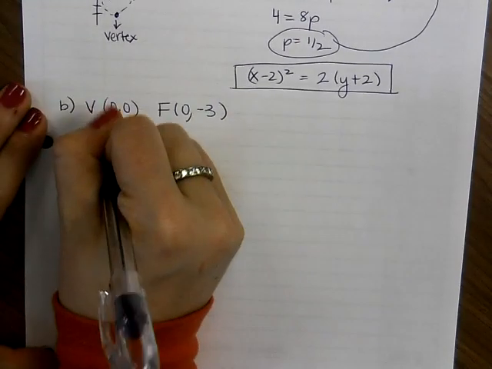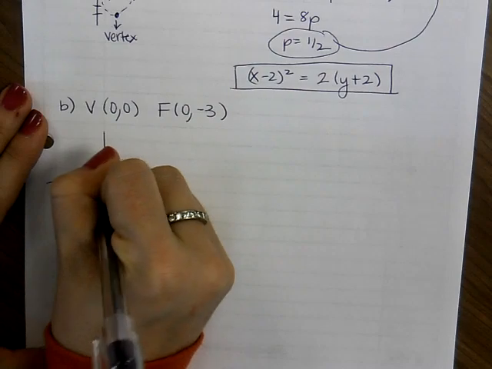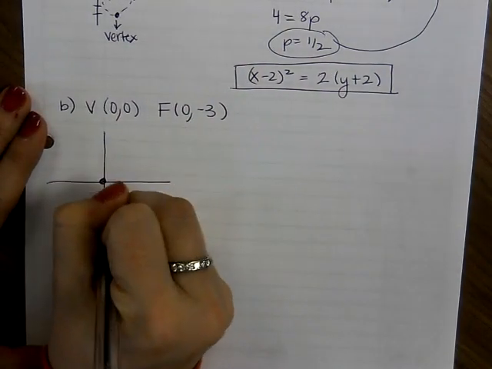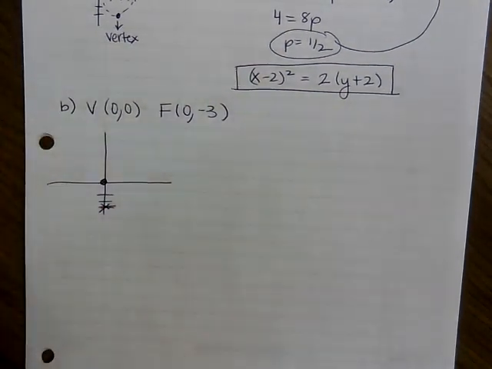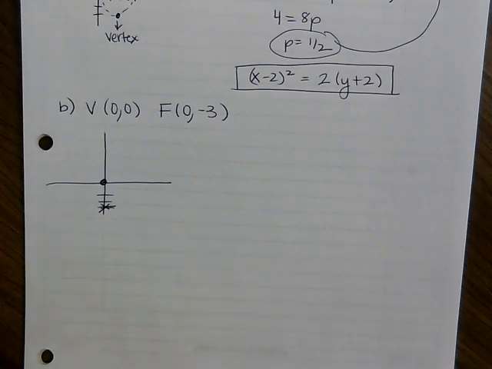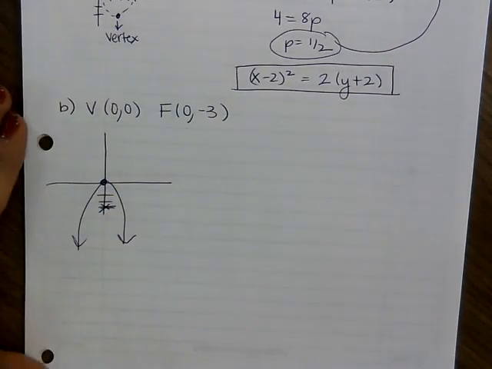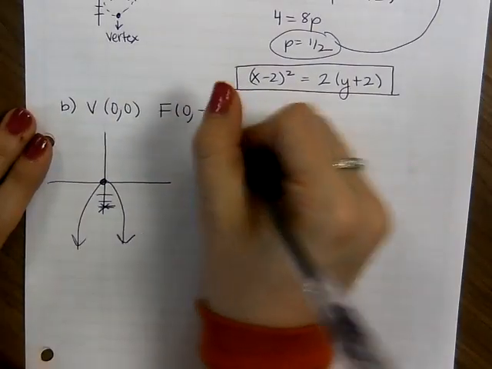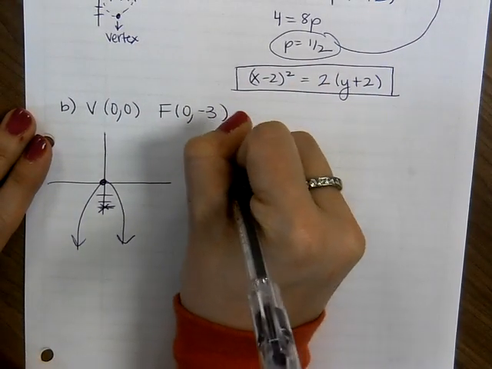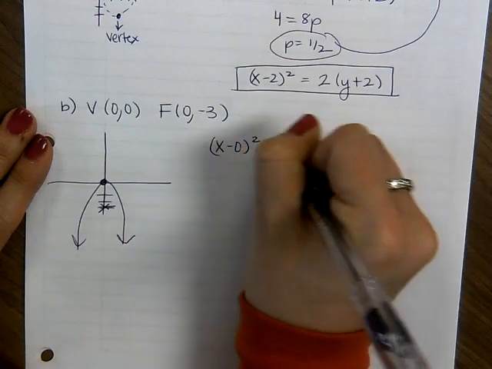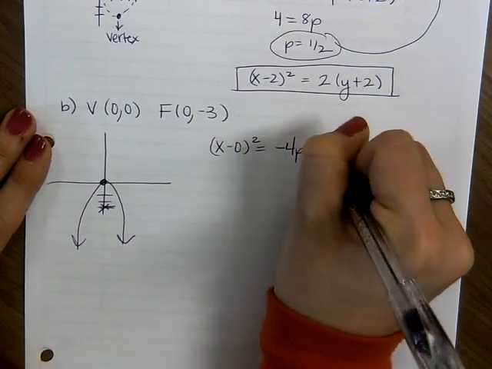So we're going to sketch a picture first. So we have a vertex at 0, 0, and then we have the focus at negative 3. Now remember, the focus is inside of the parabola. So which way does the parabola point? Down, because it's got to be inside of it. Okay, so that means it's an x squared term with a negative 4p. So I'm going to plug all that in. So I have x minus 0 squared equals negative 4p times y minus 0.